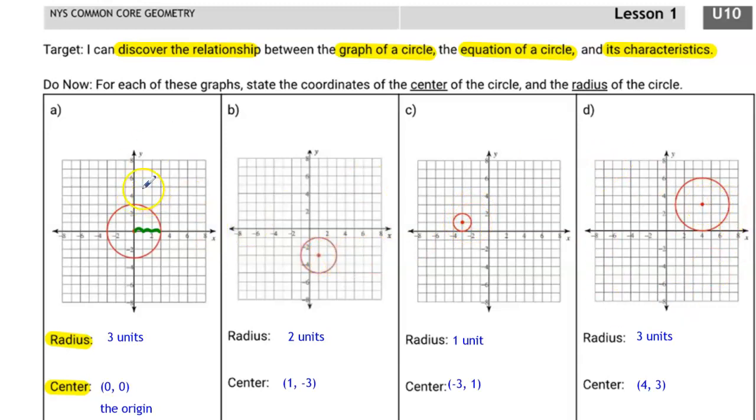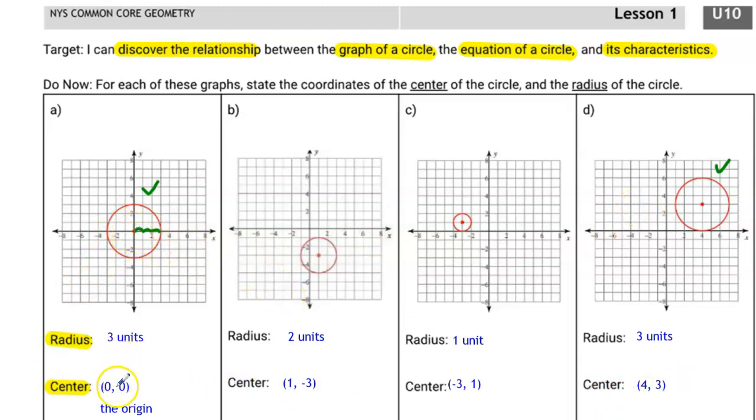So that would make this circle and this circle congruent to each other. Why do we say congruent? Because the radius is exactly the same, and that's the only measurement we have for a radius. The centers are slightly different for each of these circles.